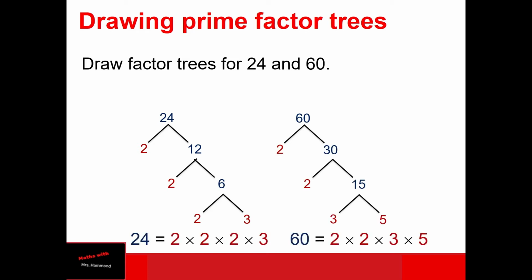So 24 as a product of its prime factors is 2 times 2 times 2 times 3. All right, and 60 as a product of its prime factors is 2 times 2 times 3 times 5. Yeah, so very easy, isn't it? Now let's go on to another example.